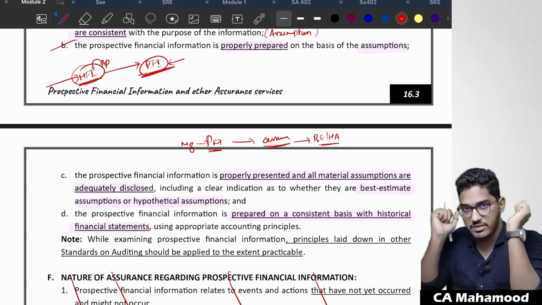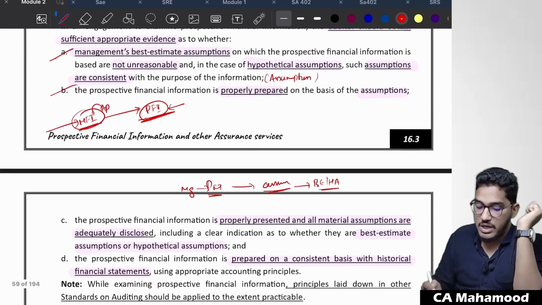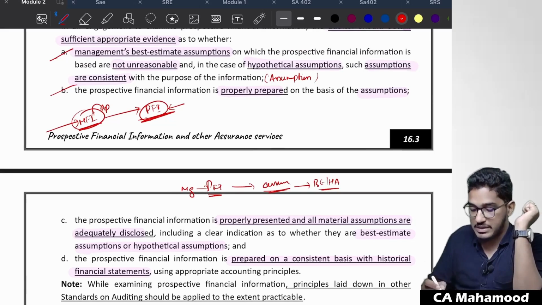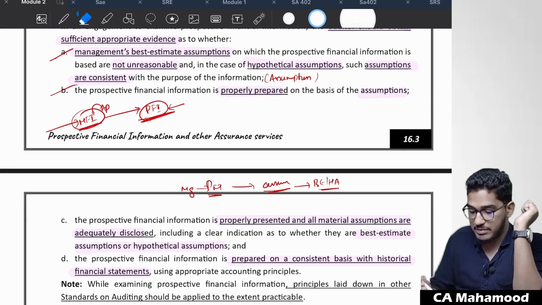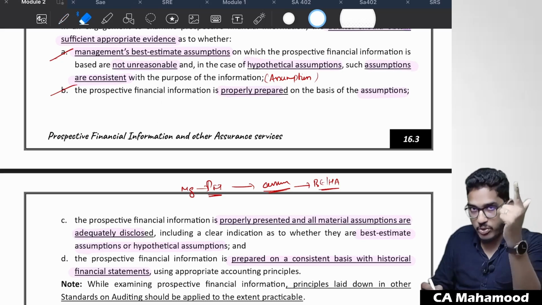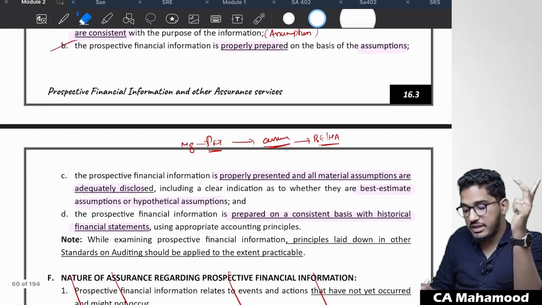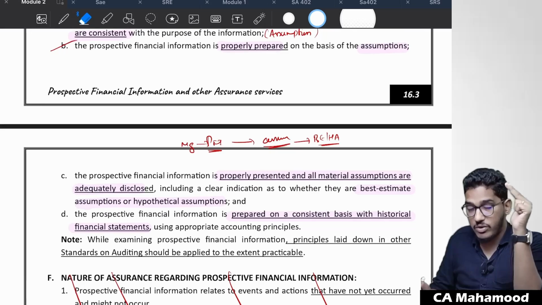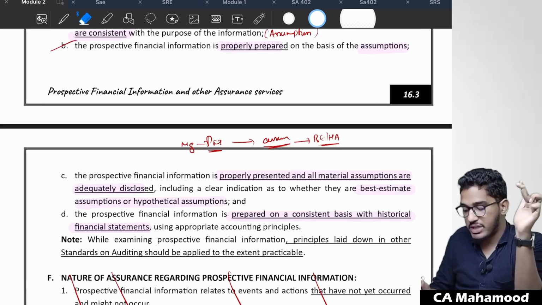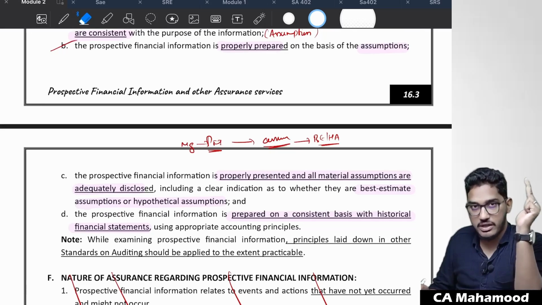So I need to check consistency with historical financial information. As you could see here, whatever I have told you in the summary, my duties are just verifying the assumptions they have made, whether those assumptions are reasonable or not. I need to verify whether they're properly prepared or not. I need to verify whether they're properly disclosed and presented and all things are explained or not. And I need to check whether they are consistent with historical financial information also.